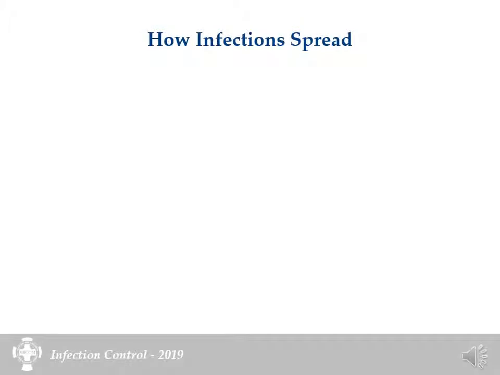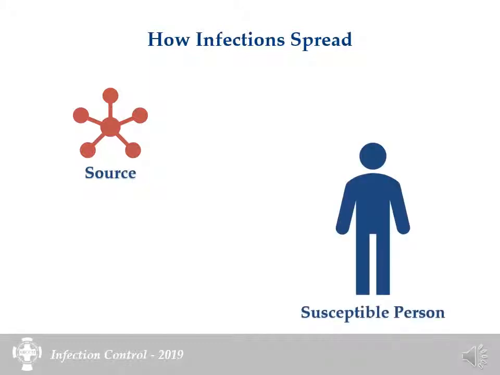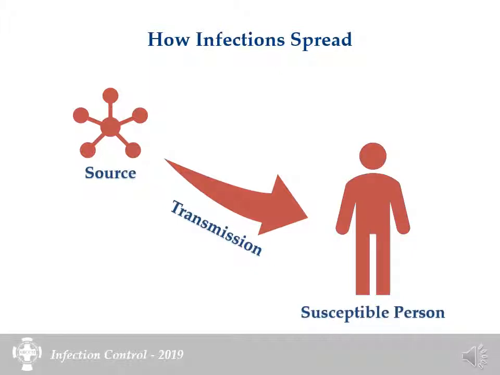An infection occurs when germs enter the body, increase in number, and cause a reaction of the body. Three things are necessary for an infection to occur. First, a source. This is a place where infectious agents or germs can live, such as sinks, any surface, and even human skin. Second, a susceptible person with a way for germs to enter the body. And third, transmission, a way for germs to move to the susceptible person.